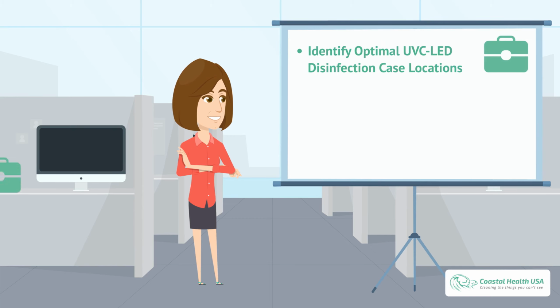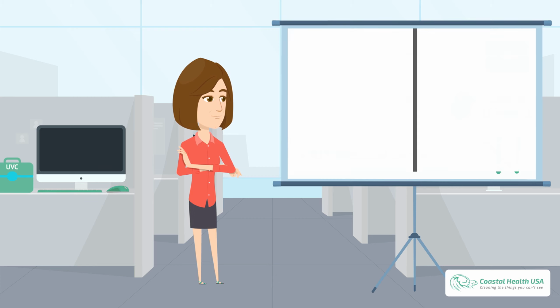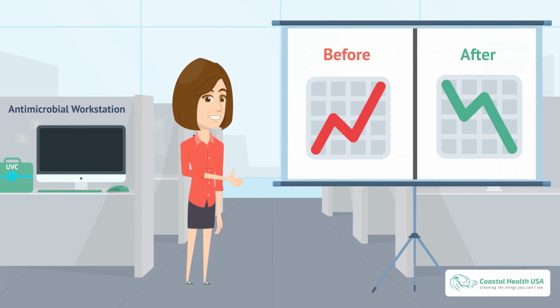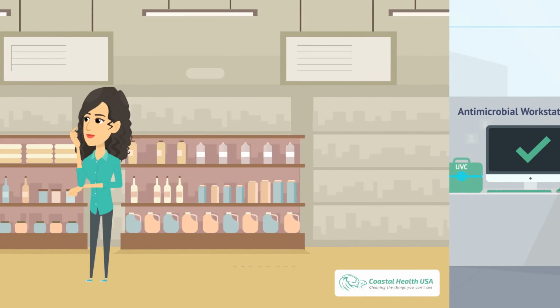If applicable, we will then check in with your IT team regarding the delivery of any antimicrobial computer accessories, such as washable keyboards and mice. We will also perform ATP swabs of all high-touch surfaces to measure microbial levels before and after product installation. The information collected during this process will be critical in developing and optimizing your custom infection control plan.